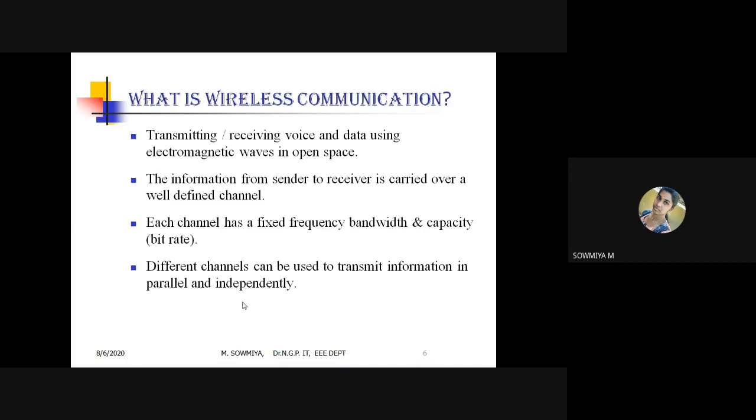What is the meaning of a well-defined channel? It is a fixed frequency with standard bandwidth and capacity. If only one channel were accessible, we would all clash in our communications. So we have different types of channels, and in these different channels, multiple devices get to transmit their information in a parallel and independent manner.